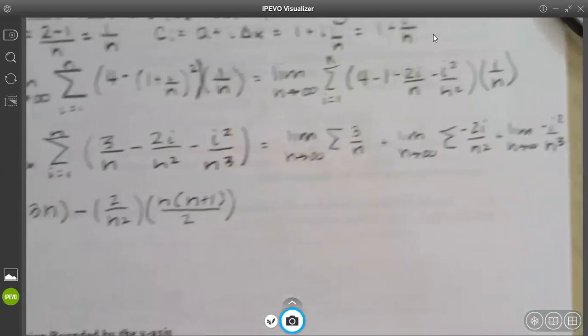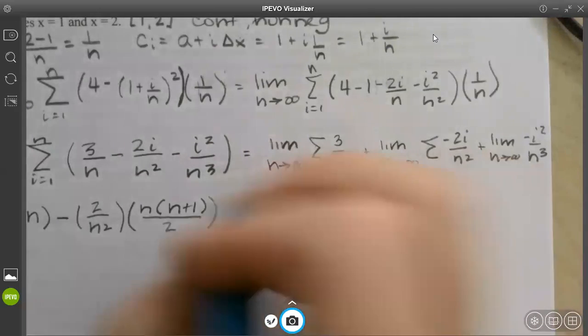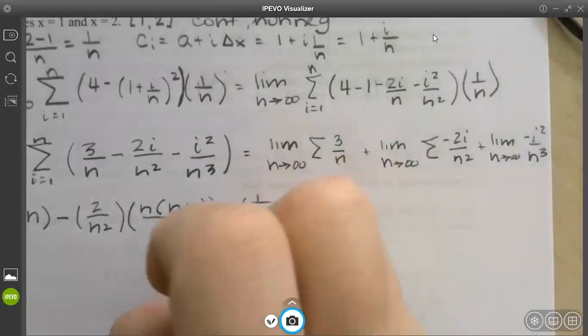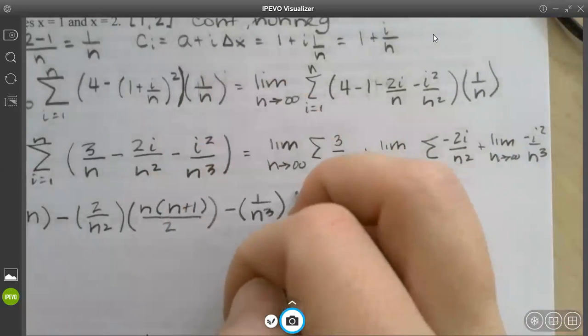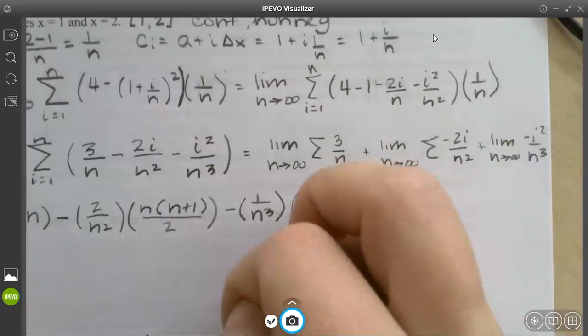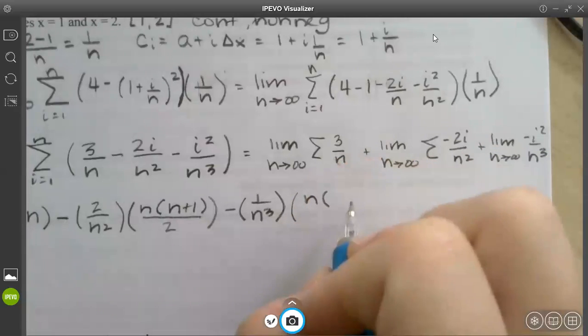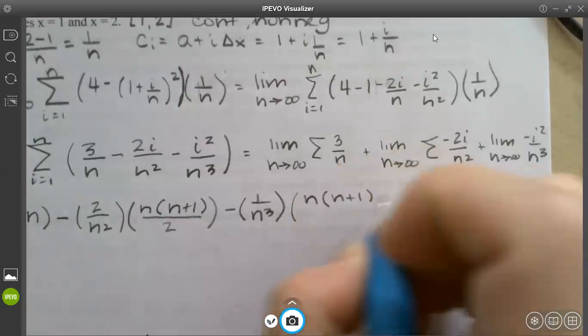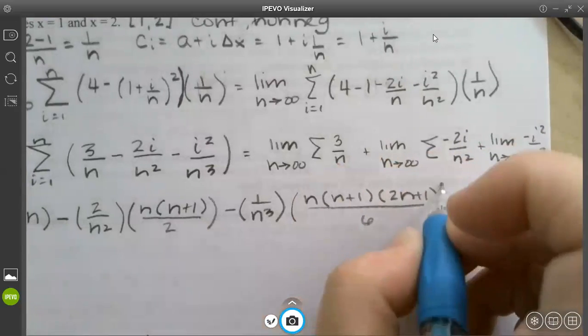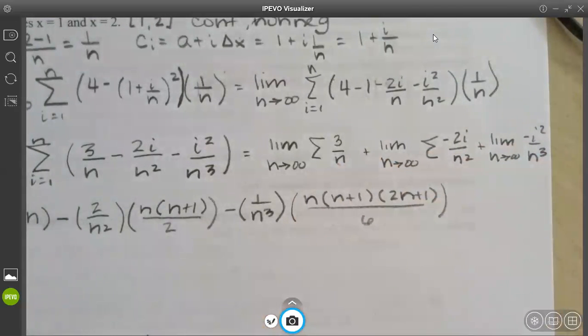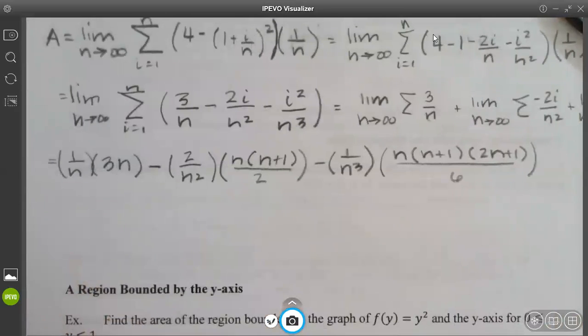What do I pull out of the third one? And then we're doing the summation of i squared. So what's the summation of i squared? n times n plus 1 times 2n plus 1 over 6. Is everybody good with all that? It's not too bad after this, I promise.